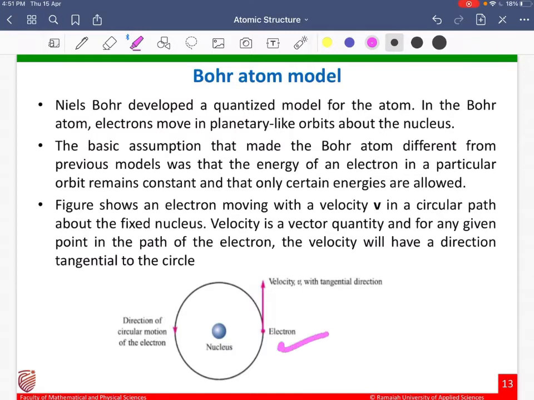So this figure shows an electron moving with a velocity v in a circular path about the fixed nucleus. Velocity is a vector quantity, and for any given point in the path of the electron, the velocity will have a direction tangential to the circle.